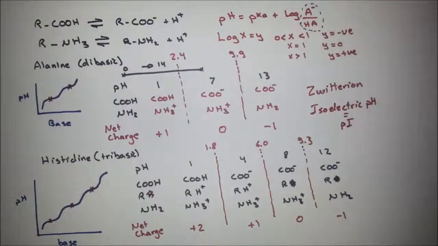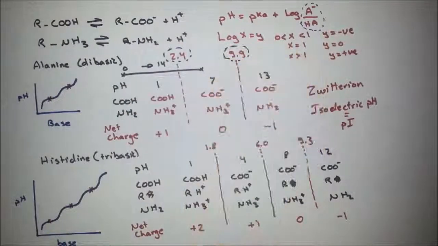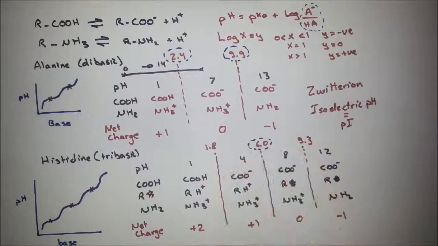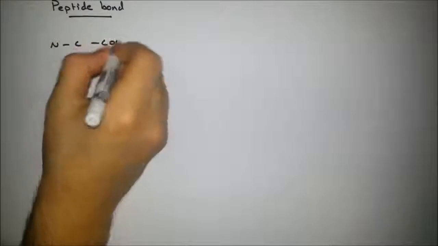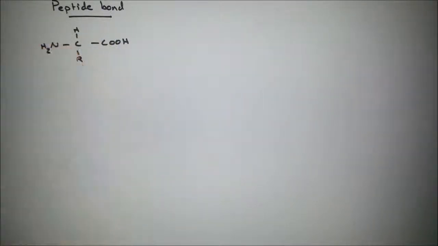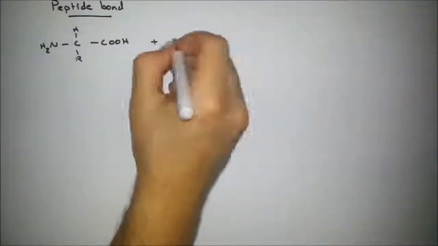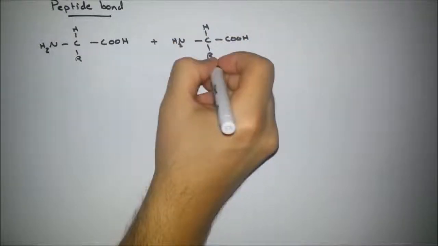To calculate the pI for any amino acid, you will have to get the mean of the pKa values between which the zwitterion exists. For instance, alanine's pI will be the average of 2.4 and 9.9, and for histidine it will be the average of 6 and 9.3. Now we'll talk about the peptide bond, which connects amino acids to form peptides, and if there is a large number of amino acids, we'll have a polypeptide chain.